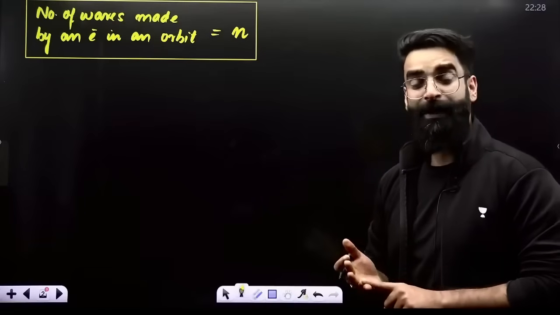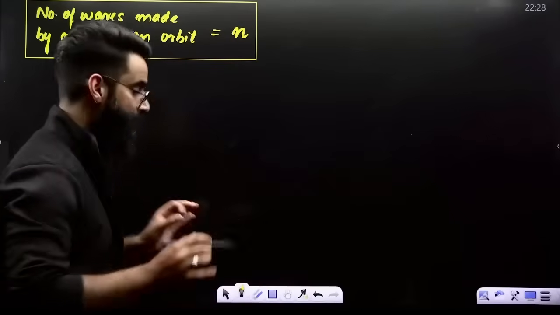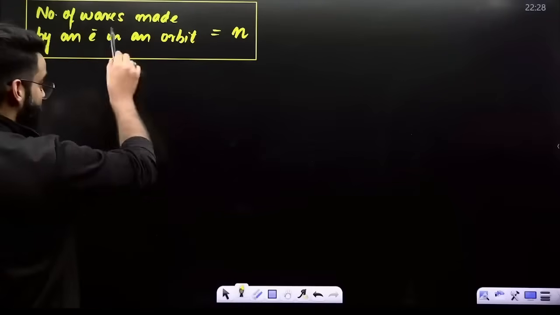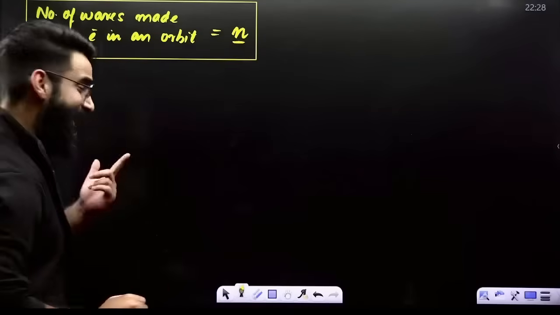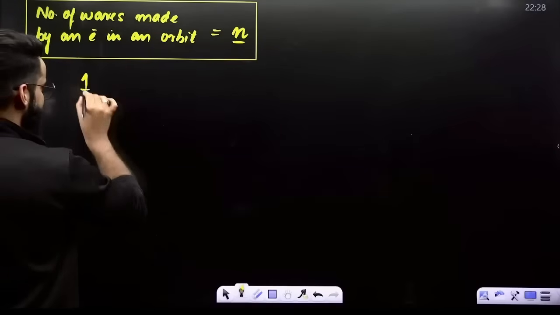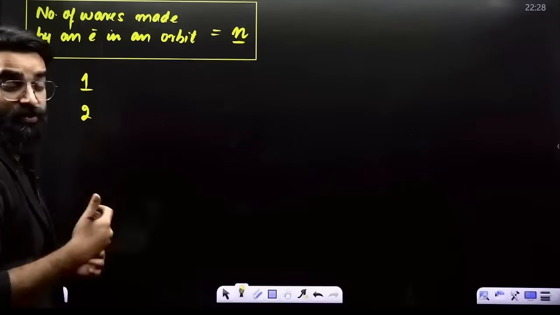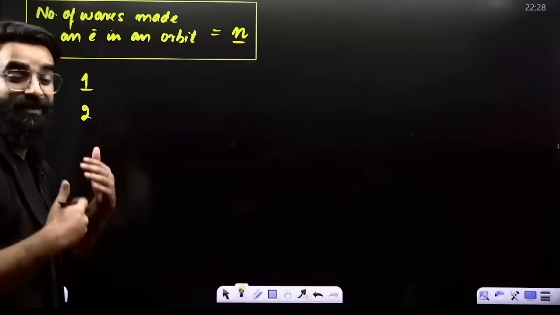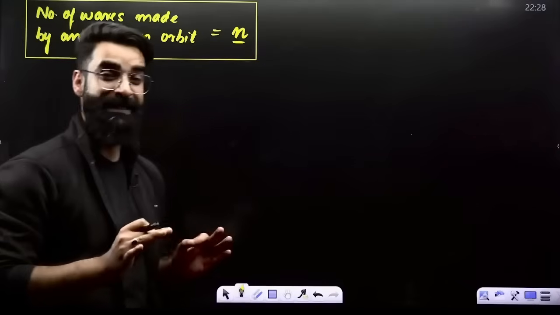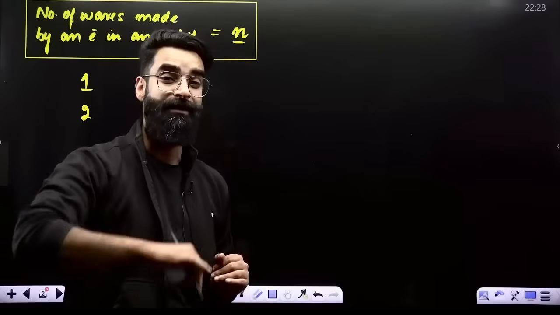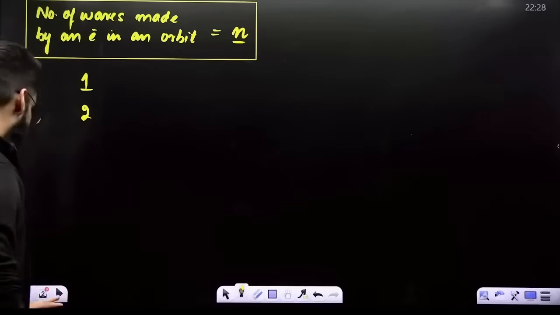Frequently asked question: calculate the number of waves made by the electron in the Bohr's orbit. My dear students, one simple thing you have to remember. Number of waves made by an electron in an orbit is always equal to the value of n. For example, if the electron is moving in the first orbit, in the first shell, it is going to make only one wave. If the electron is moving in the second shell, it is going to make 2 waves. If the electron is moving in the third shell, it's going to make 3 waves. So remember, in short, number of waves made by the electron in an orbit is always equal to the value of n, the shell number in which electron is moving. As simple as that. Question number 1 and short 4 marks.